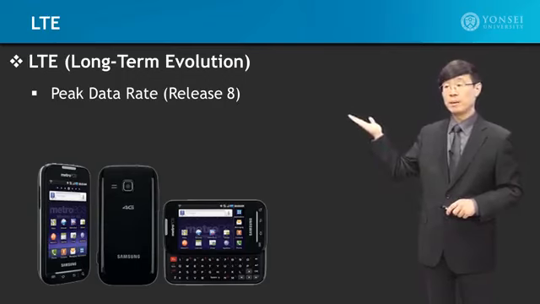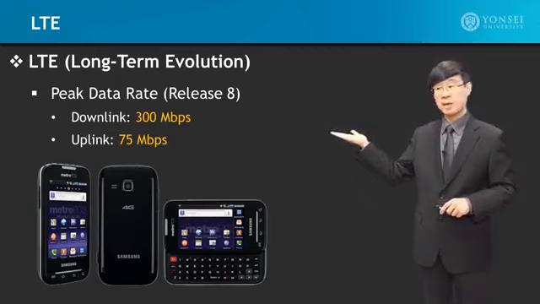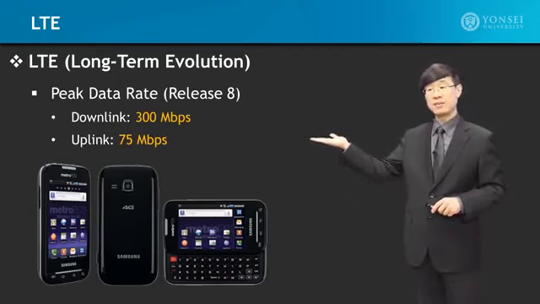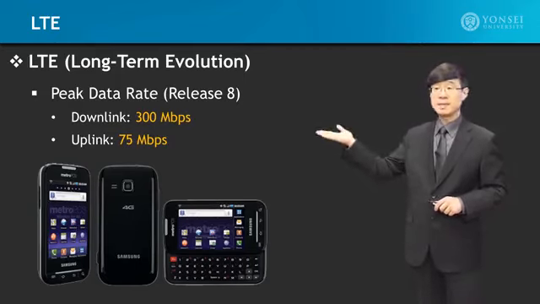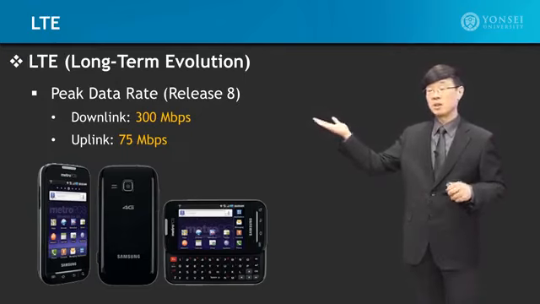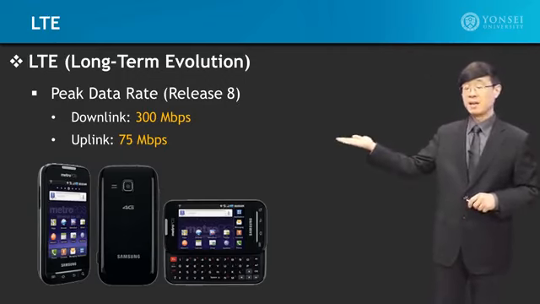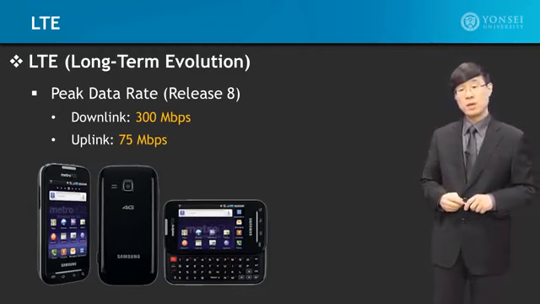The peak data rate based on release 8 is a downlink of 300 megabits per second and an uplink of 75 megabits per second. As you can see, the peak data rates have gone up significantly, where the data rates are in the hundreds of megabits per second for download and at a large rate for the uplink as well, in the 75 megabits per second range.